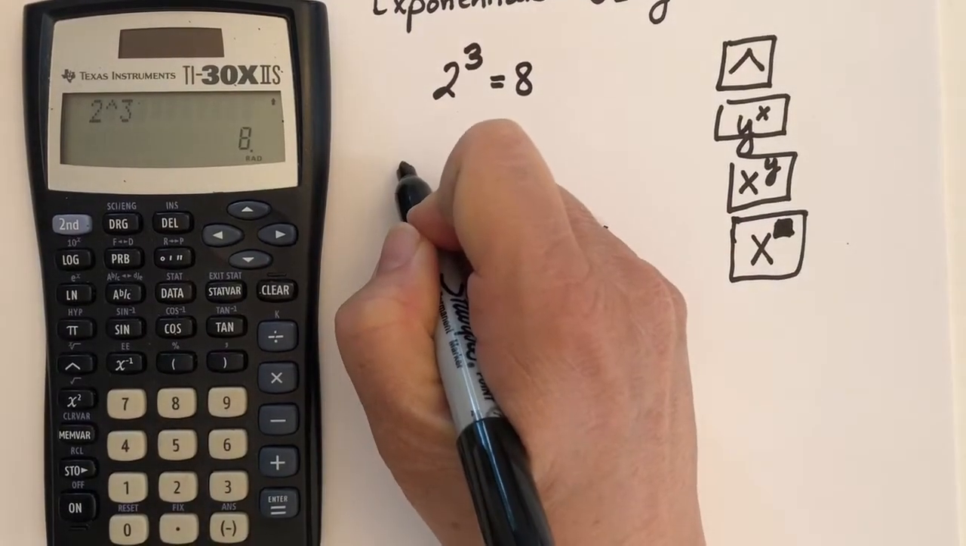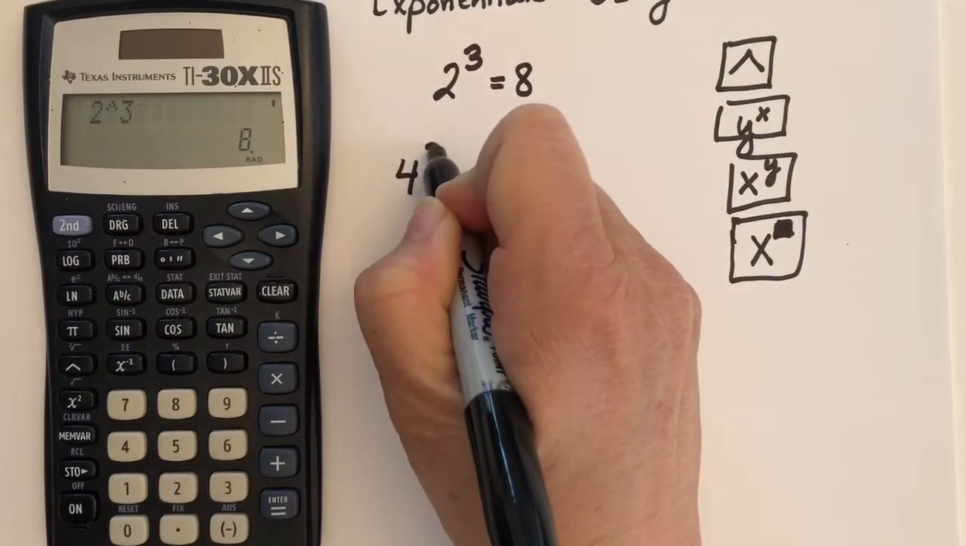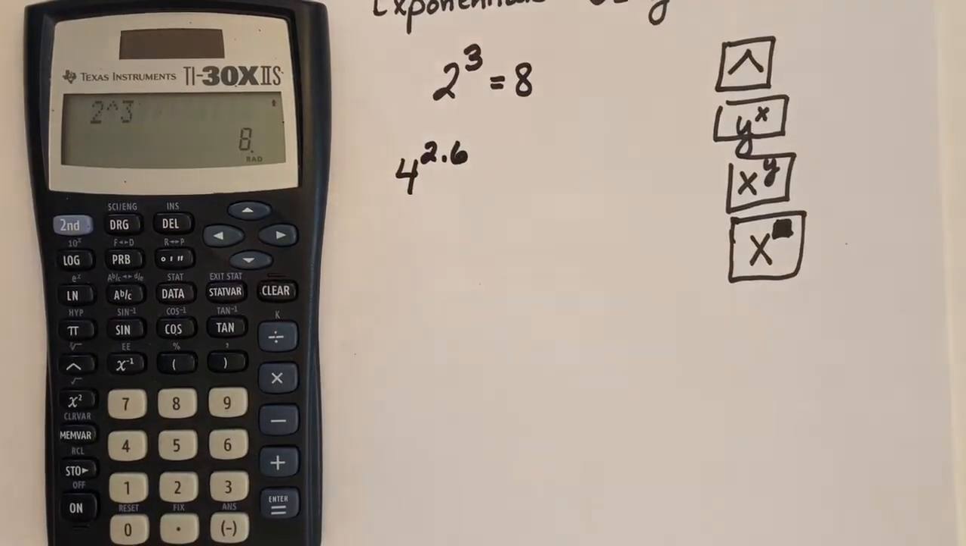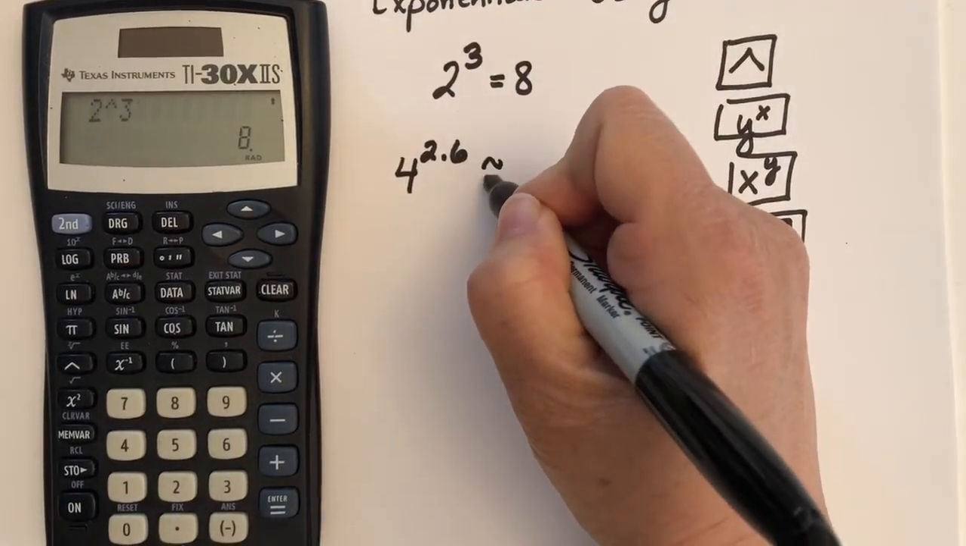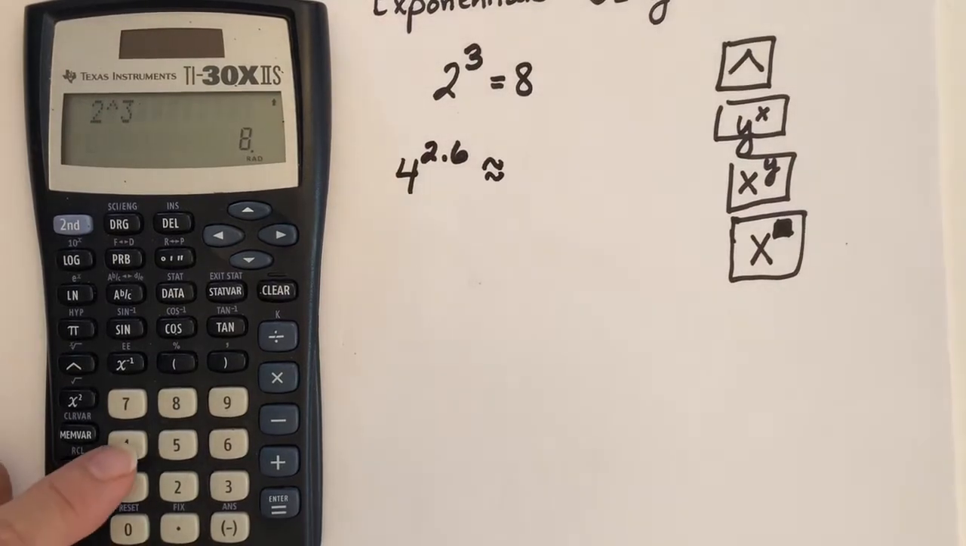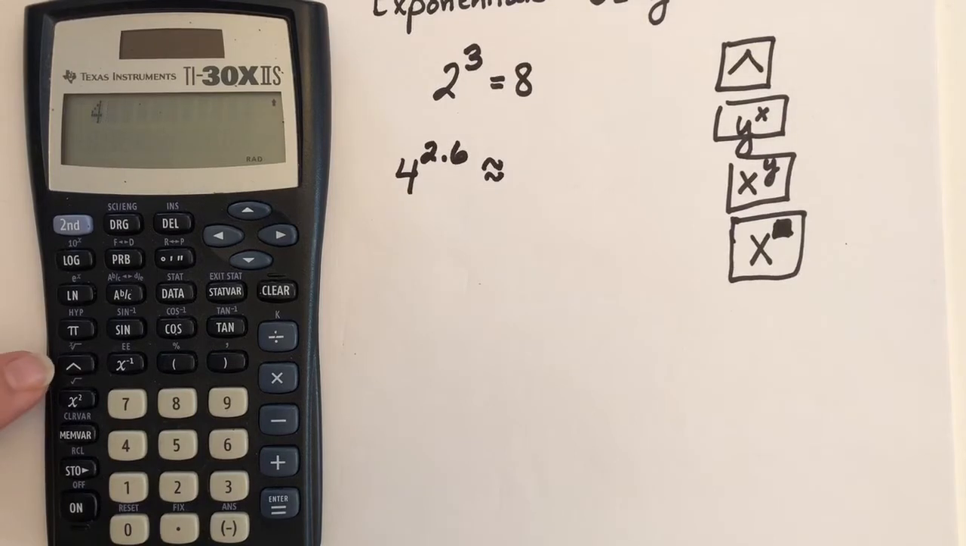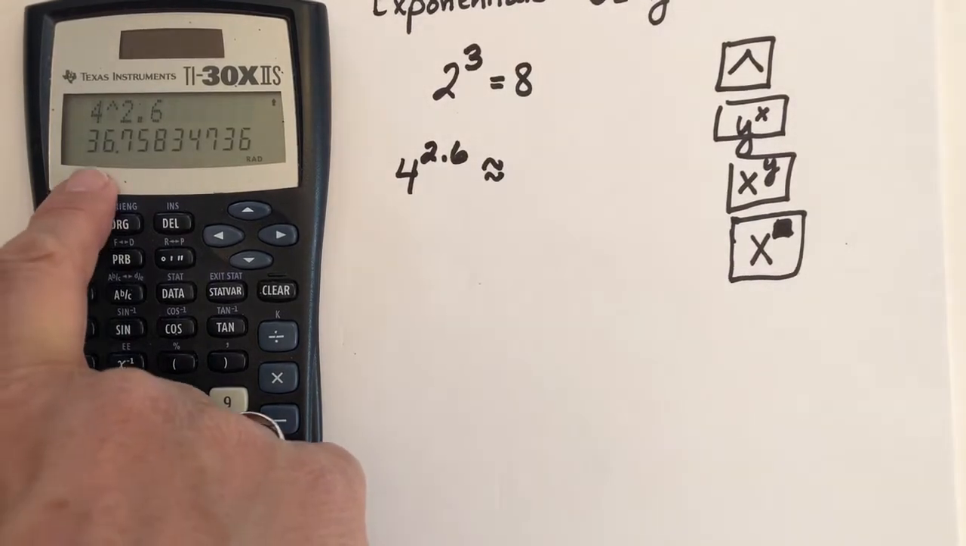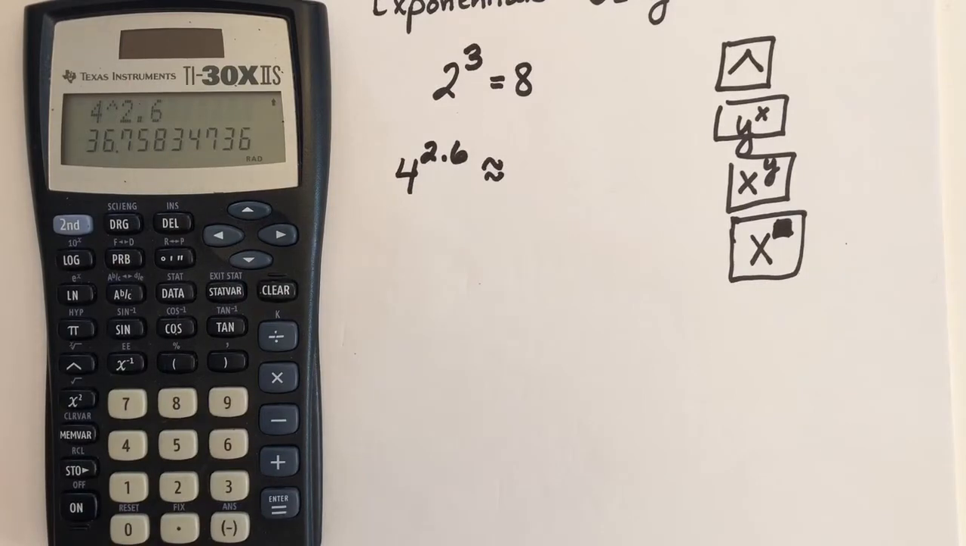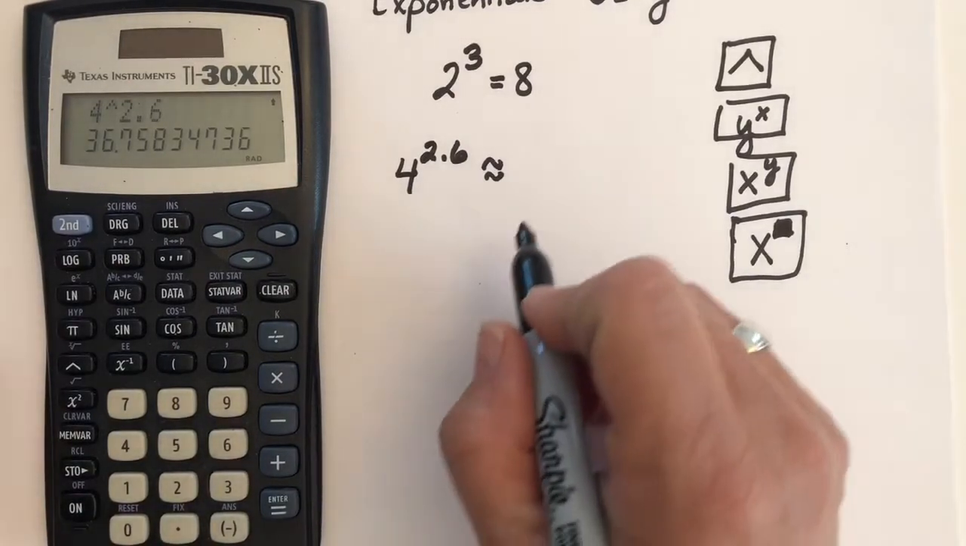Let's raise 4 to the 2.6 power. My base is 4, so I punch that in first. I tell it I'm going to raise it to a power, so I press this button, and then I can put in the 2.6, because as we know, exponents don't have to be integer values. And it's an irrational number that goes on forever, but I'm just going to give it to 3 decimal places.